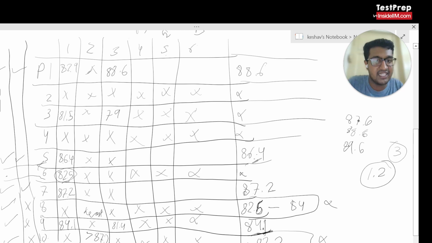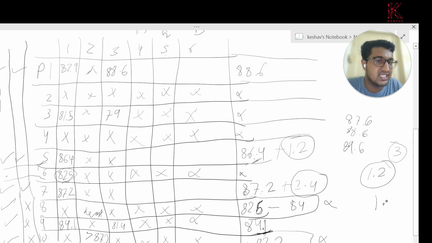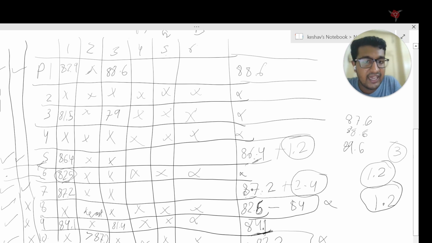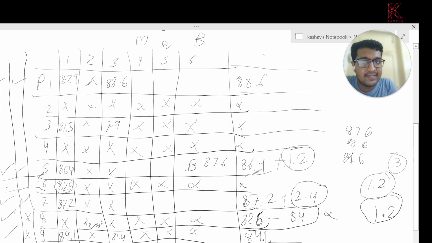Can I make it 86.4 to 87.6? Yes, by just adding 1.2 over here. And 87.2 to 89.6 by just adding 2.4. And you can see this is double of this. So my improvement must have been 1.2. And if I take the improvement as 1.2 and with this information, if I'm assuming all this, player 5 must have won the bronze medal with 87.6 as his final score, and this improvement must have happened in round 6, as the bronze medalist improved in round 6.